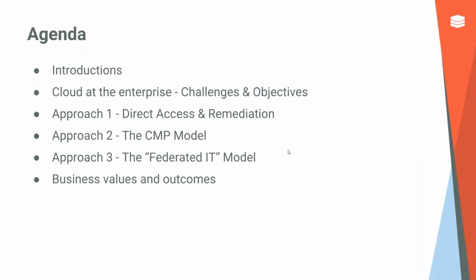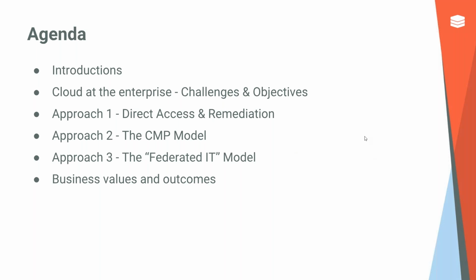So just a quick look at our agenda. We're going for about 45 minutes. We might go just a little bit over, but we'll try to wrap it up in about 45 minutes. The first thing that we'll talk about is just why are we here? What's the problem we're trying to solve? And what are the challenges and objectives with multi-cloud and hybrid cloud at the enterprise level? Afterwards, we'll cover 3 different approaches that we're seeing out there for capitalizing on the cloud and capturing that cloud opportunity. And finally, we'll wrap it up with a discussion about the business values and outcomes that we want to get with those models.